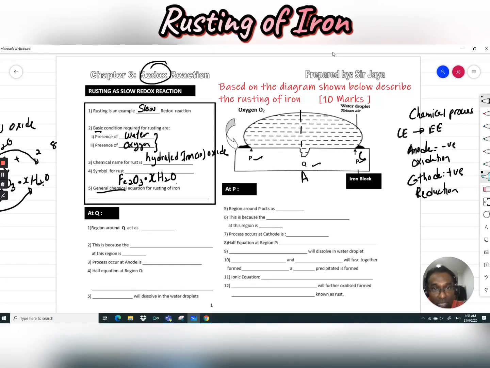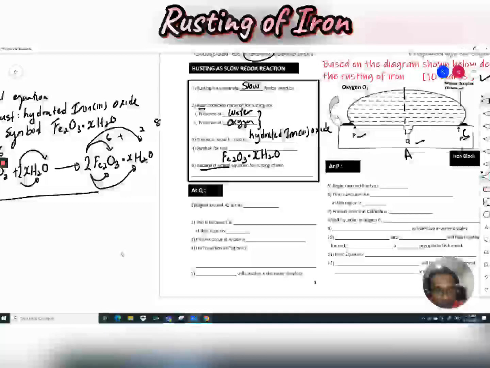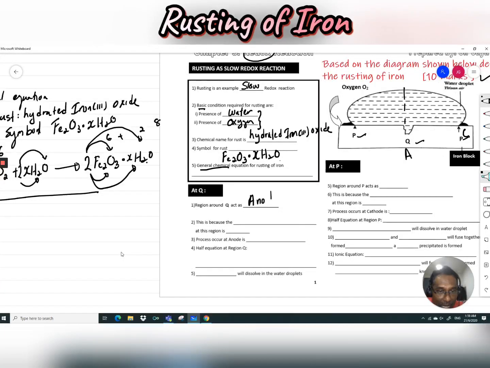So how to describe this essay question and get the 10 marks? I need to draw this diagram. After I draw, I need to label. After I label, I'll start with Q. The region around Q will act as the anode. Why does this region act as the anode? Because here the oxygen molecule is blocked by the water molecule. Oxygen gas is blocked by the water molecule.